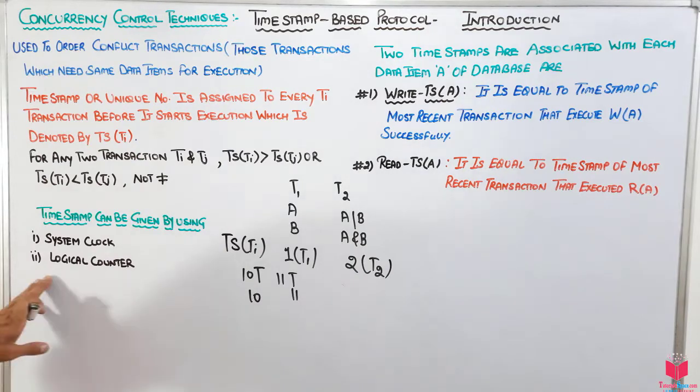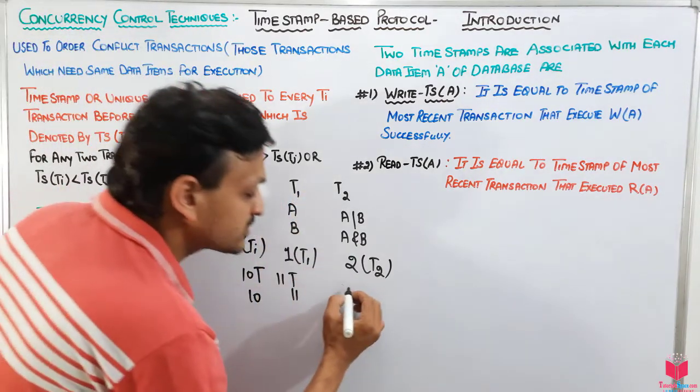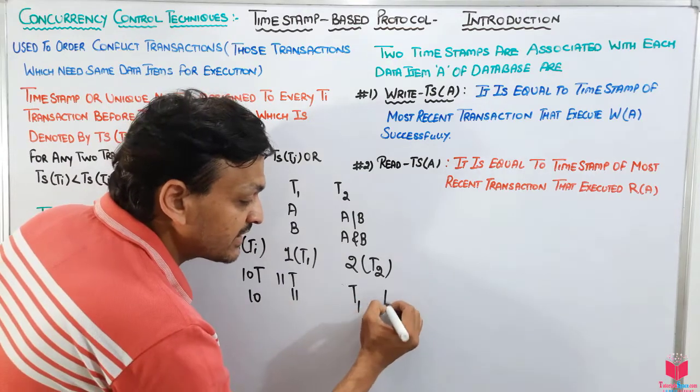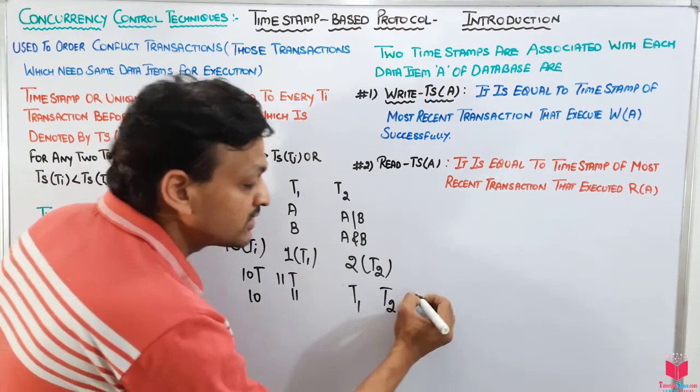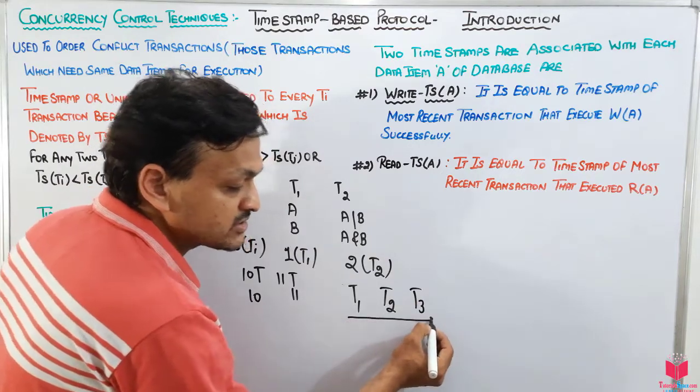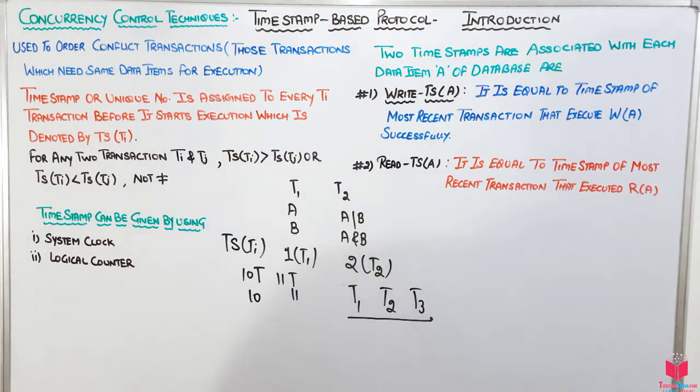And the other one is a logical counter, which is this one. Suppose a transaction comes first, then it is given 1. Then if another transaction comes, it will be 2. Then another transaction, it will be 3. So this depends on the timing basis also. The logical counter gets incremented one by one.